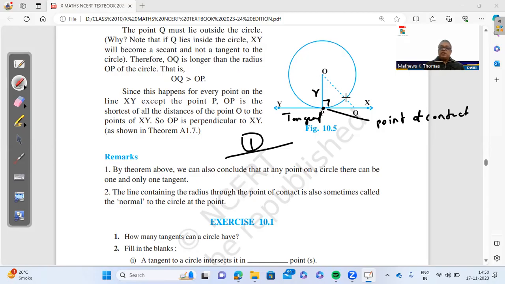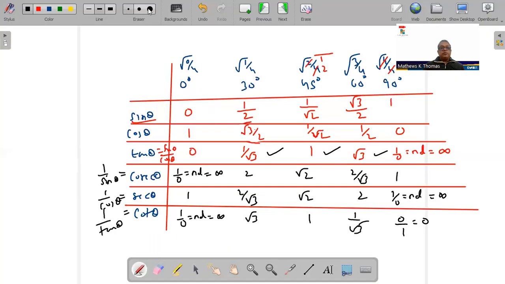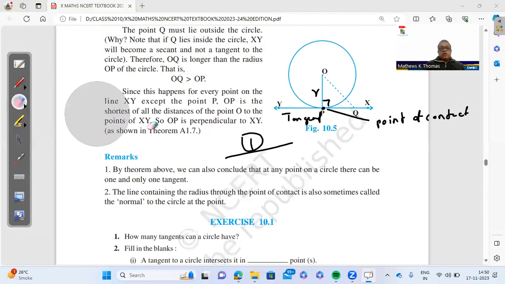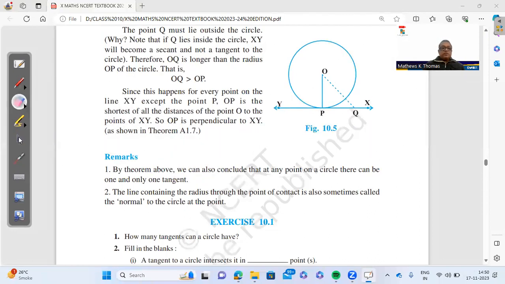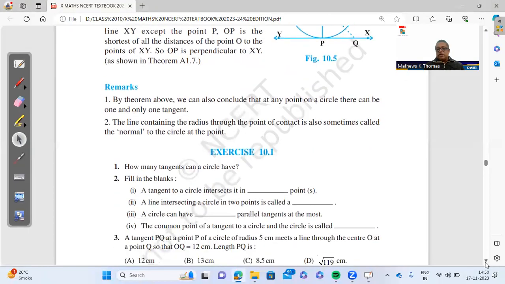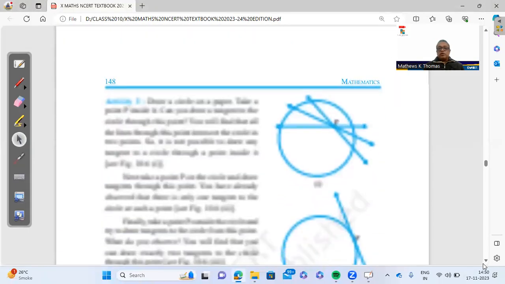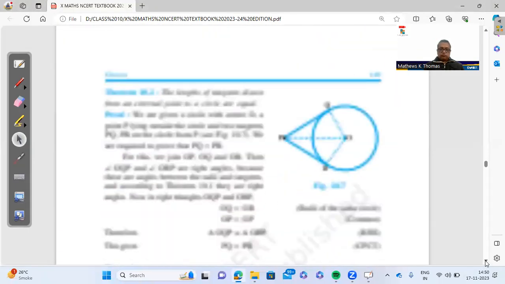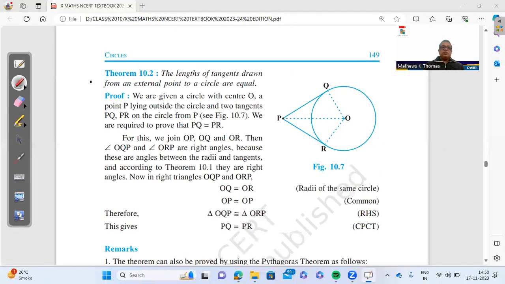And once it is 90, if I consider this triangle, it becomes a right angle triangle, and you can use Pythagoras in so many questions that you are supposed to solve. This will be used, right? So here we have this first theorem, and the second theorem, tangents from the same external point to circle are equal. This is the second theorem that you have to do. Tangents from the same external point to circle are equal.